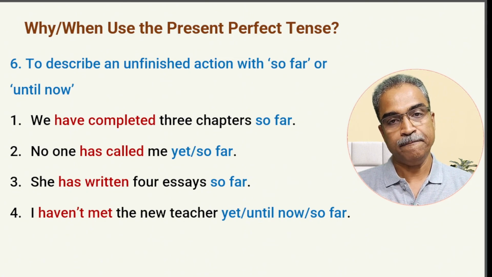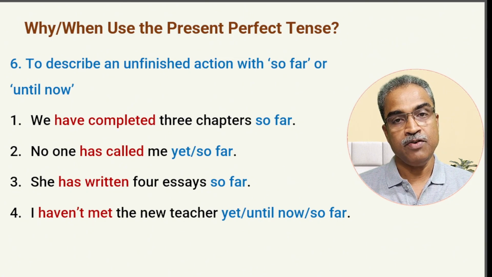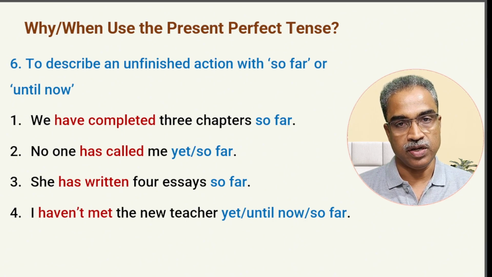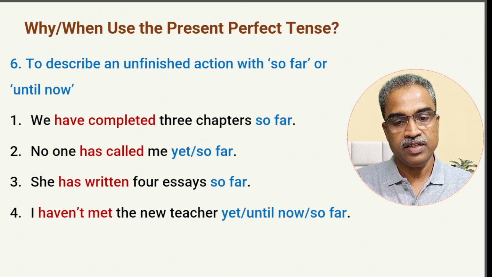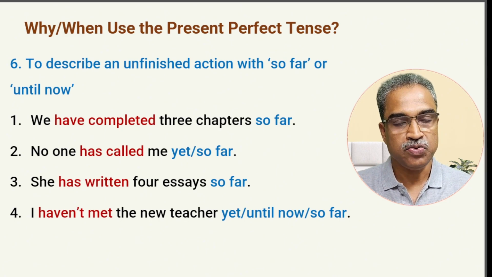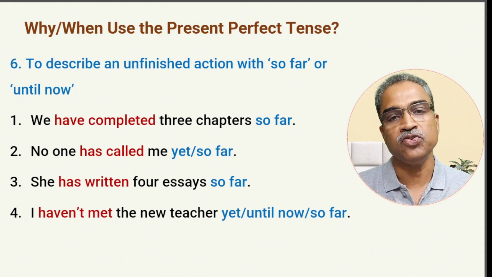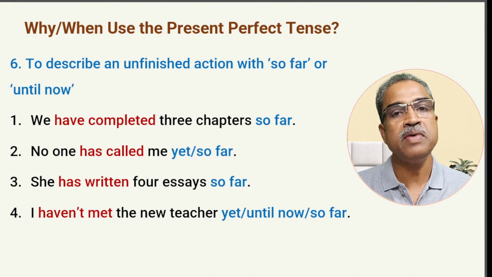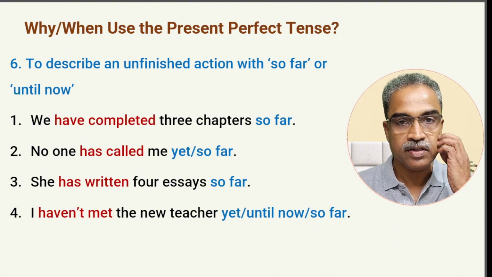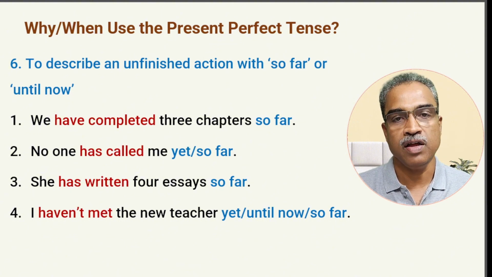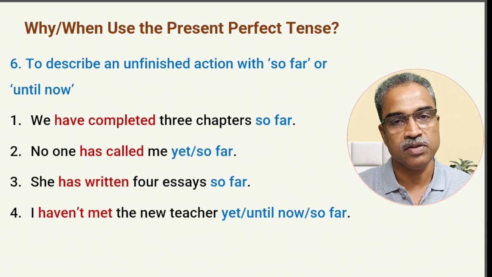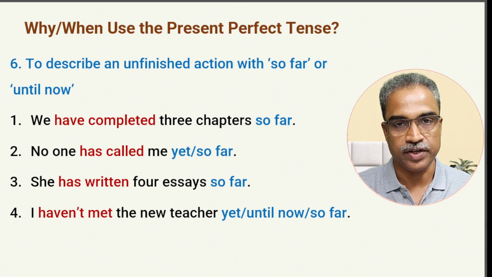So if you see here, we are describing an unfinished action. It means an action is incomplete right now and we expect to complete it in the future. So up to now, so far, until now. These are the words that we use here. The new teacher has come and naturally it is expected that we meet, but days have passed and I haven't met him or her so far. So to describe unfinished actions also we use present perfect.